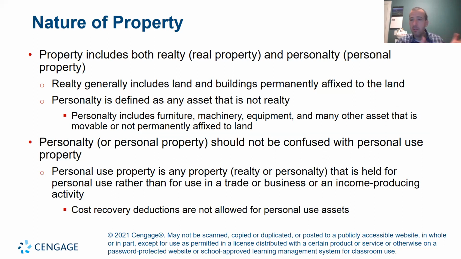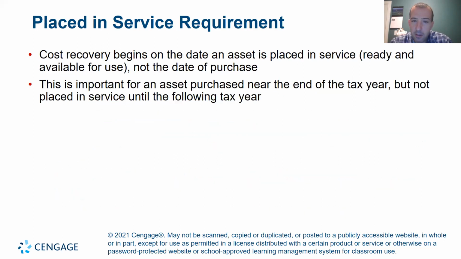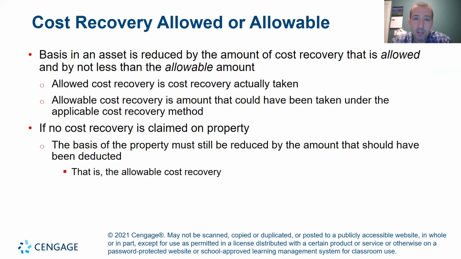Right. So the realty property is for residential, non-residential buildings. The personal property is for furniture, machinery, equipment, and the like. And so based on those different types, we're going to have different tax tables. And the key is when we're placed in service. So the cost recovery begins not when we purchase the asset, but when it's placed in service. The definition for placed in service is when we start using the asset for its intended use.